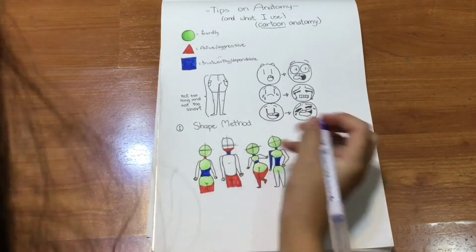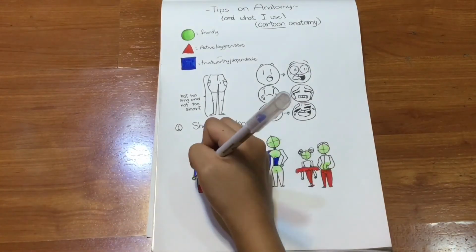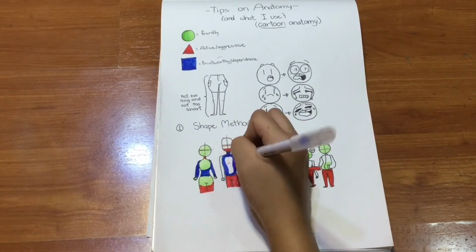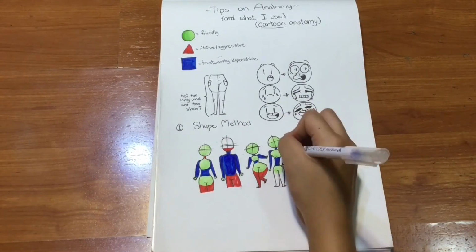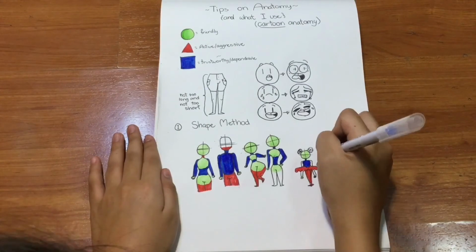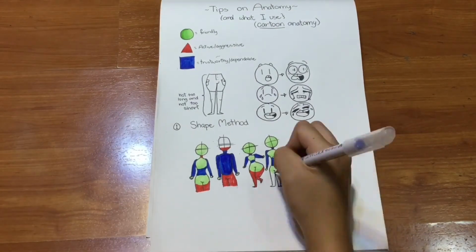Now that I'm highlighting the shapes of the body, you can see the different characters. For example, the pear-shaped one has more circles, so you can tell that it'll be a more friendly character.